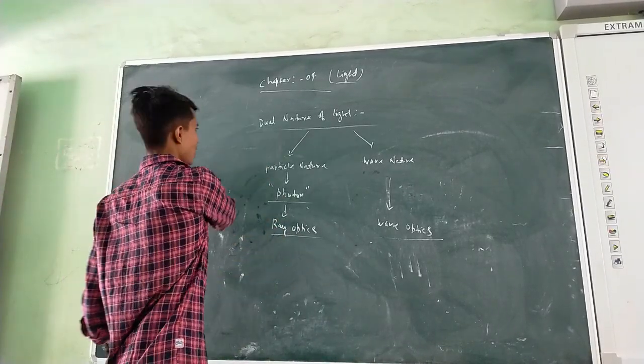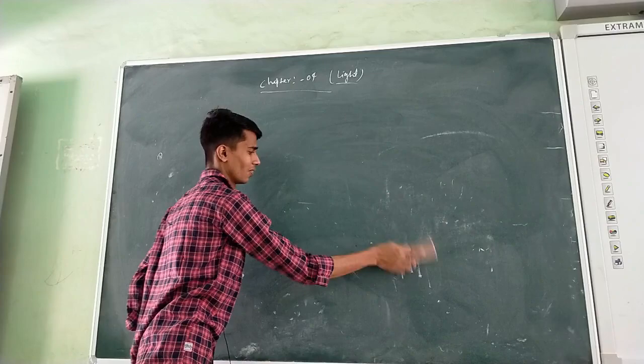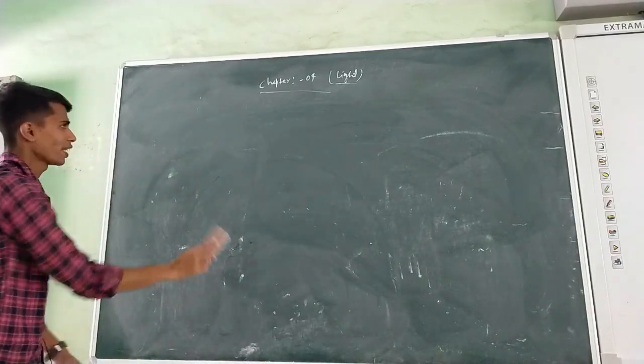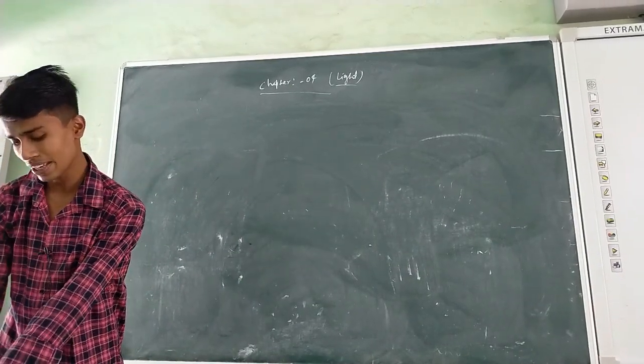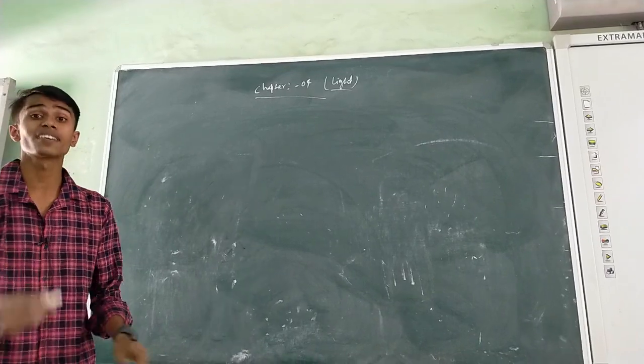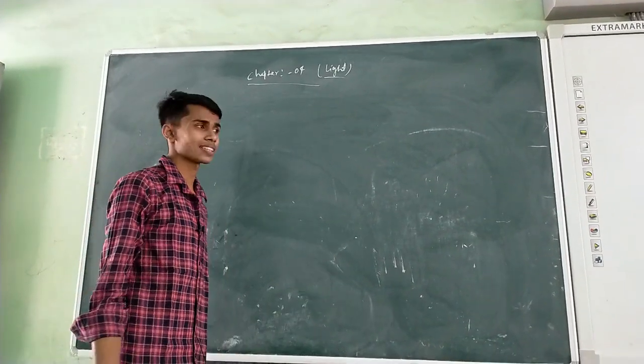What is the meaning of reflection of light? You have studied earlier. Whenever a light strikes a surface, it returns back, and this phenomenon is called reflection of light.